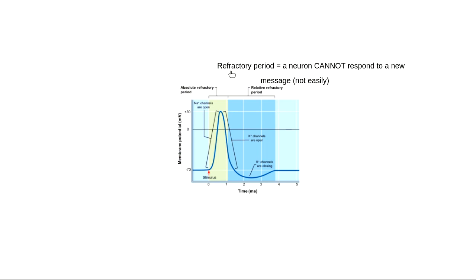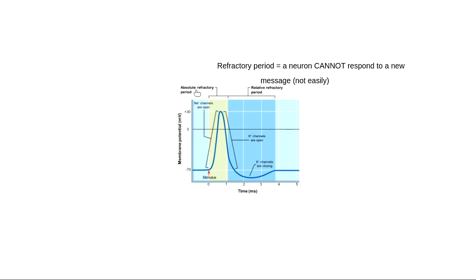There are two time frames for the refractory period. One of them is called the absolute refractory period. One of them is called the relative refractory period. So when you are reading about and studying these refractory periods, the way I like to remember it is this: absolute refractory period, my neuron absolutely cannot respond to any other messages.